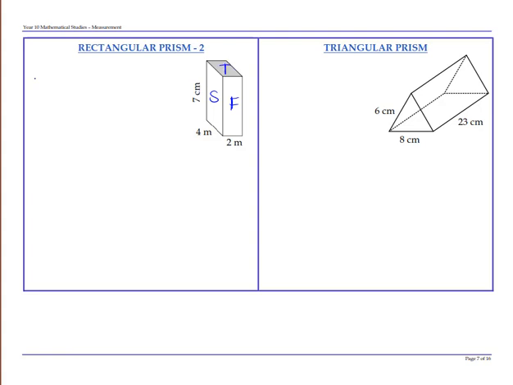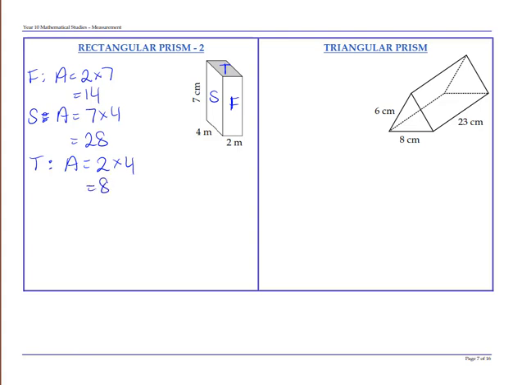Okay, so if I look at the front, my area would be 2 times 7, which is 14. If I look at the side, the area is going to be 7 times 4, which is 28. And if I look at the top, or the T that you can see there, the area is going to be 2 times 4, which is 8. So my total surface area is equal to, we have 2 lots of each of these, so 2 lots of 14 plus 2 lots of 28 plus 2 lots of 8.